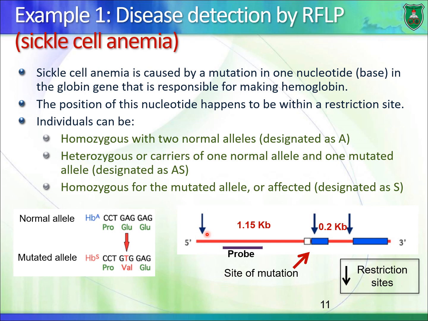Now, if a person has a normal allele, then the restriction endonuclease would make a cut right here, and the probe would recognize a fragment that has a length of 1.15 kilobases. If a person has a mutation right here, then the restriction endonuclease would not be able to cut right there, and the probe would recognize a fragment that has a length of 1.35. Okay?